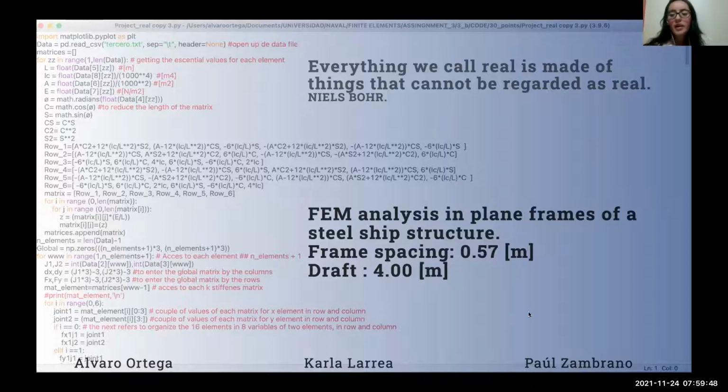Everything we call real is made of things that cannot be regarded as real. Niels Bohr. Good morning, doctor, and good morning, classmates. In this presentation, we're talking about themes analysis in the plane frames of a steel ship structure. The members of this group are Álvaro Ortega, Paul Zambrano, and Carla Larrea. Next.